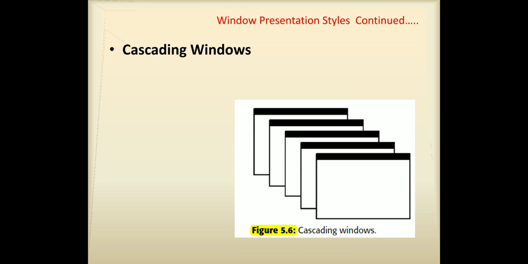So, what you see in the figure here is a cascading window example. A cascading window is a special type of overlapping window and has windows automatically arranged in regular progression. Each window is slightly offset from the other, if you can observe in the figure there, right? The advantages of cascading windows are that no window is ever completely hidden behind another.